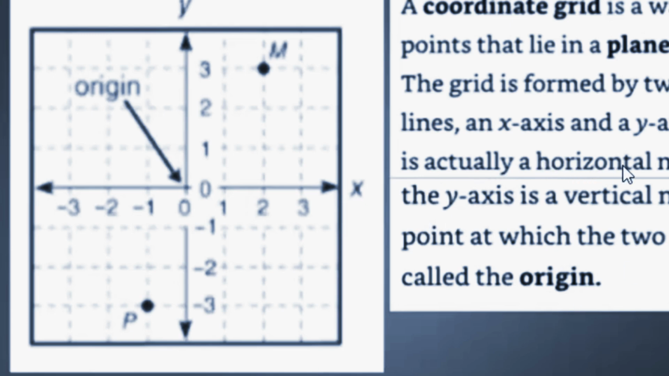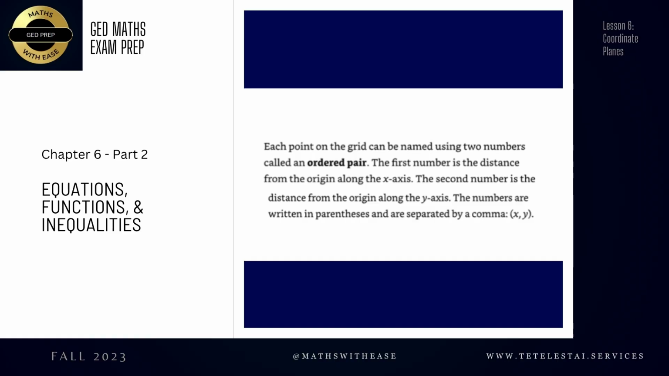So the x-axis is actually a horizontal number line, okay? And the y-axis is a vertical number line. The point at which the two axes intersect is called the origin. So each point on the grid can be named using two numbers called an ordered pair. The first number is the distance from the origin along the x-axis, and then the second number is the distance from the origin along the y-axis. The numbers are written in parentheses and separated by a comma. So it would look something like this, x comma y, okay?